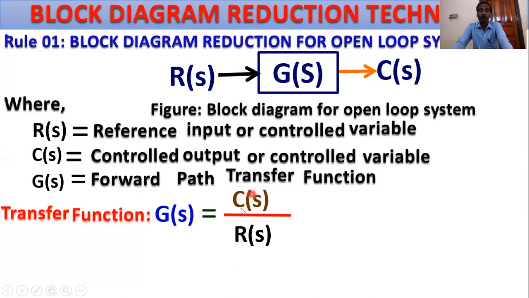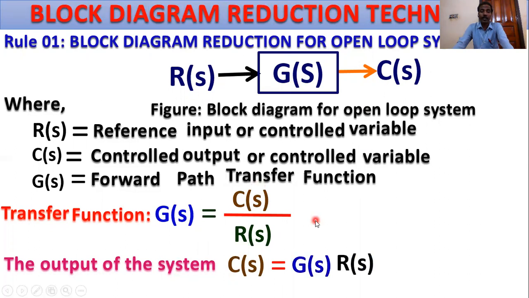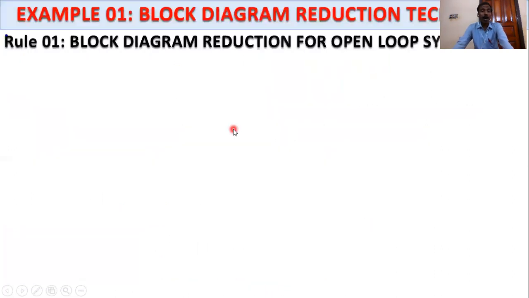So this is the Laplace transform of output divided by Laplace transform of input. The output of the system is C of S, and this C of S equals the product of the forward path gain G of S and the input or excitation R of S. This is the output of the system: C of S equals G of S into R of S.